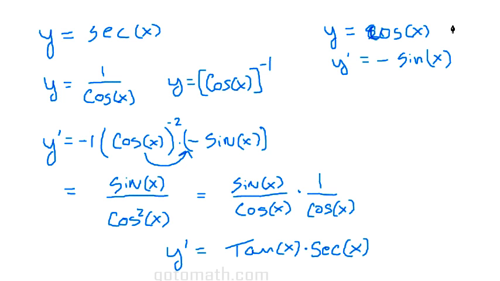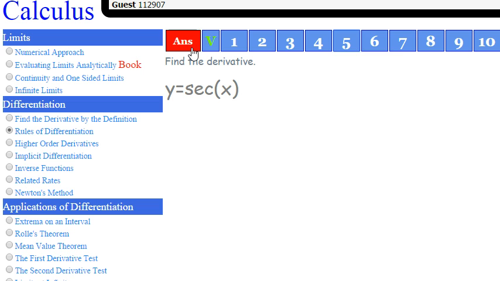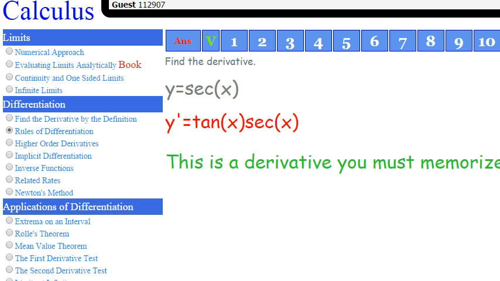Okay, so the key here was memorizing that the derivative of cosine x is negative sine x. Secant tan, let's see what I had programmed into this. Yep, there it is: secant x times tan x, something you need to memorize. And of course, if you hit the help button over here to the right, it's going to say that this is a derivative you must memorize, because you don't want to have to go through all that again. Alright, practice.